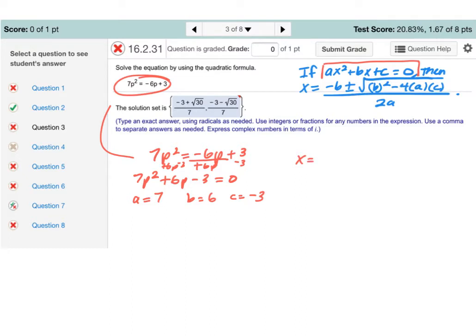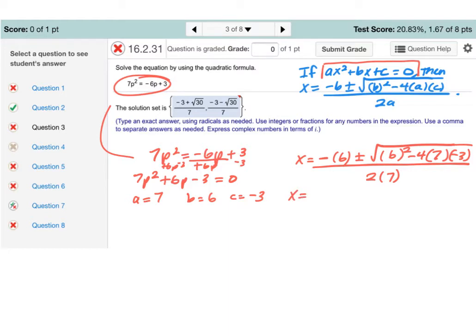We have x equals negative b, in which case is 6, plus or minus the square root of b squared, which will be 6 squared, minus 4 times a times c, which will be 4 times 7 times negative 3, all divided by 2 times a, which is 7.